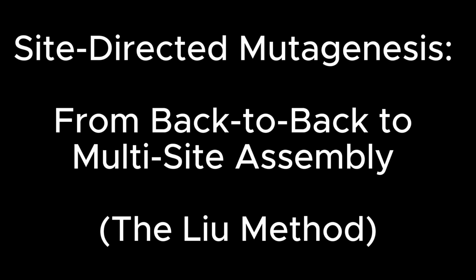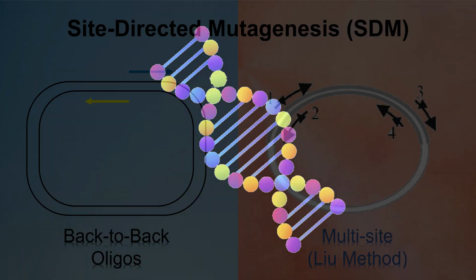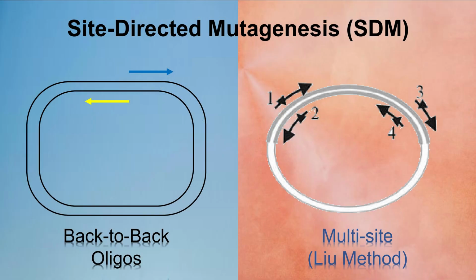Whether you're domesticating Golden Gate parts, building a library, or modifying a protein, site-directed mutagenesis, or SDM, offers the control required for modern molecular cloning. Today we're breaking down the different types of SDM, including multi-site protocols, that you can run cheaply on your plasmid.